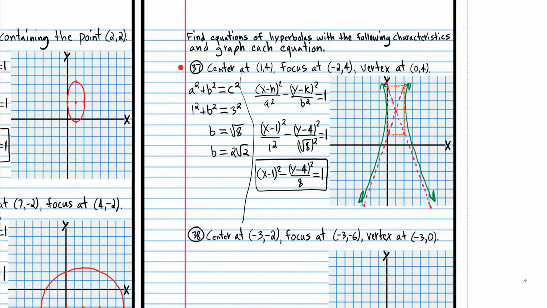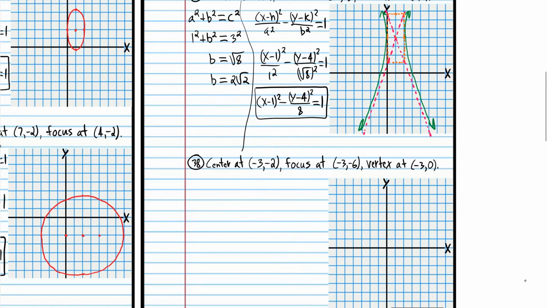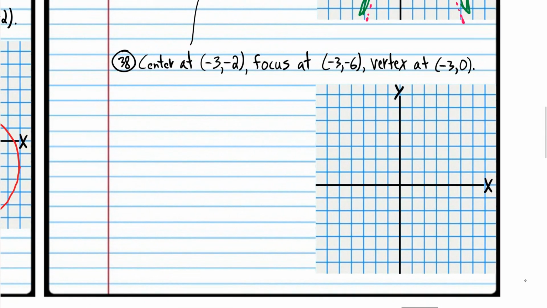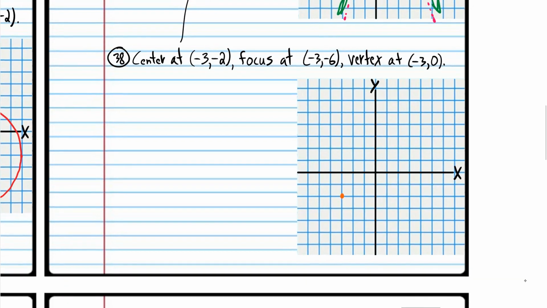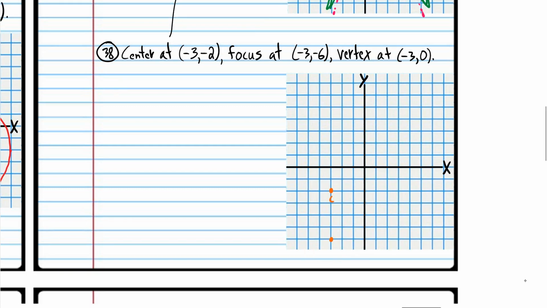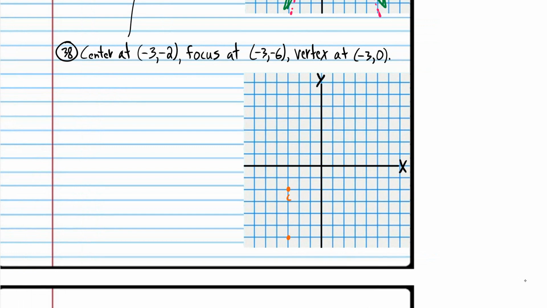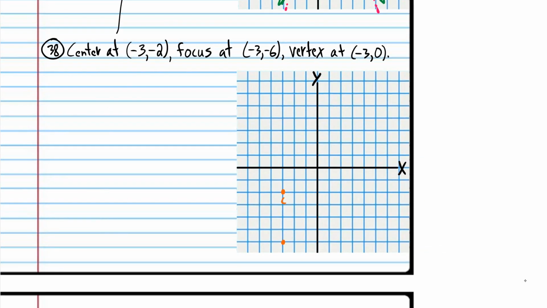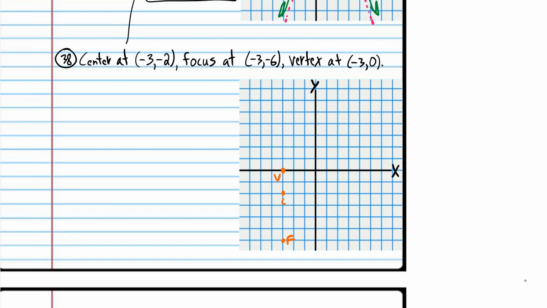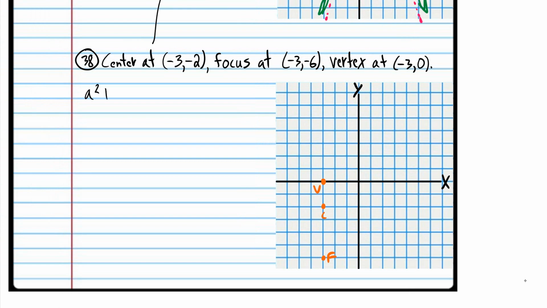Okay, let's try one more of these before you try one on your own. So the center is -3, -2. And the focus is -3, -6, which is down here. And we have a vertex at -3, 0. So again, I recommend using letters so we don't confuse ourselves. And I think we're ready to use our equation. So our equation is the Pythagorean theorem.